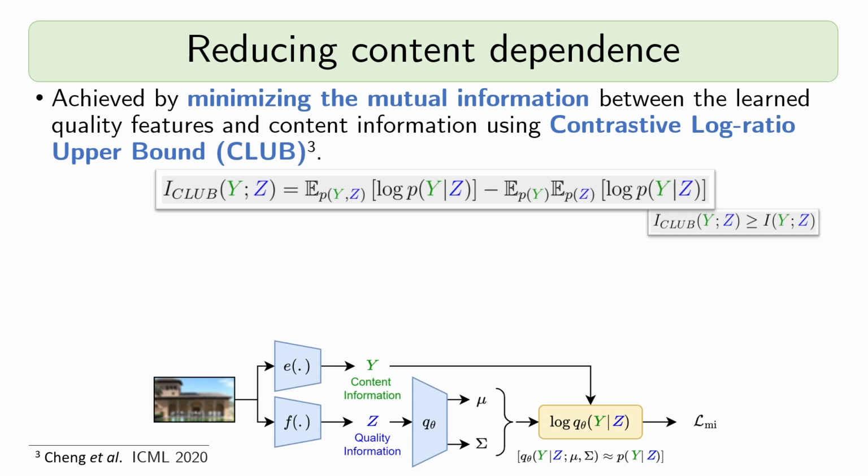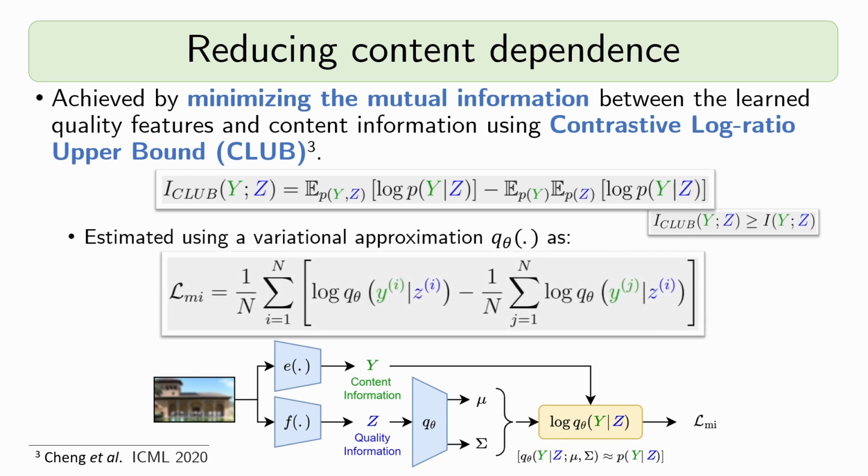Here we use the contrastive log ratio upper bound on the mutual information between the content information Y and quality information Z. The content information is extracted using a pre-trained ResNet trained on classification passed through a softmax layer. In this expression, the conditional distribution of content information Y given the quality information Z is not known. Hence, we estimate it using a variational approximation network Q theta. The loss term here is added with the dissimilarity loss discussed earlier to learn the feature encoder with reduced content dependence.